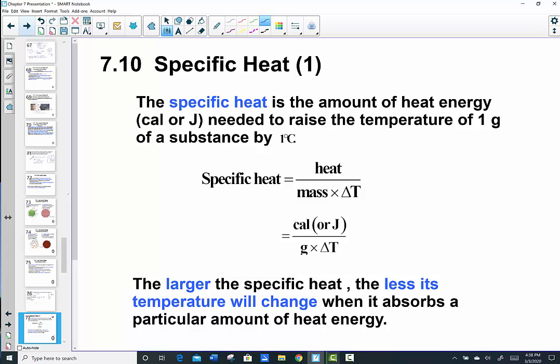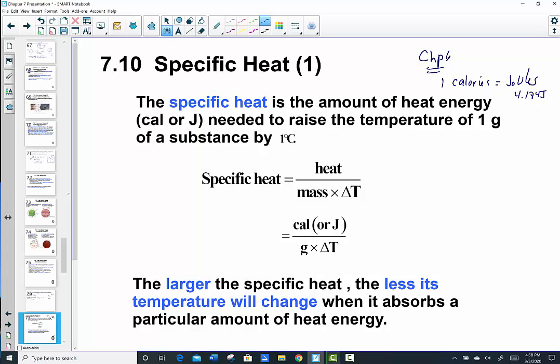Another quality of solids is a physical property known as specific heat. Specific heat is defined as the amount of heat energy needed to raise the temperature of 1 gram of any substance by 1 Celsius degree. This goes back to our chapter 6 a little bit when we learned about calories and joules. We said 1 calorie was the same as 4.184 joules.